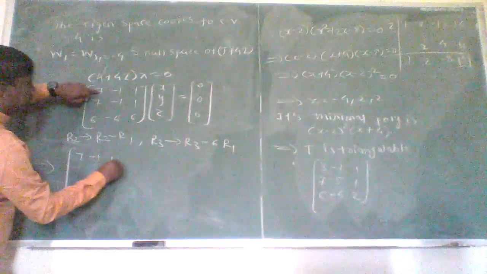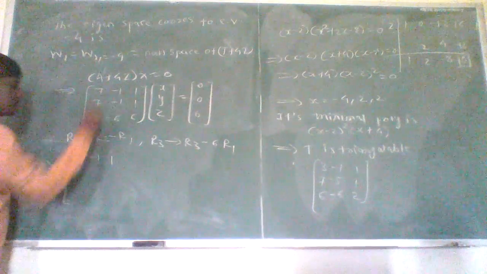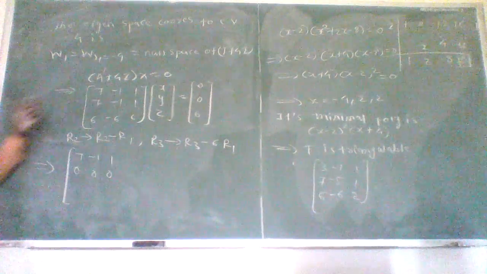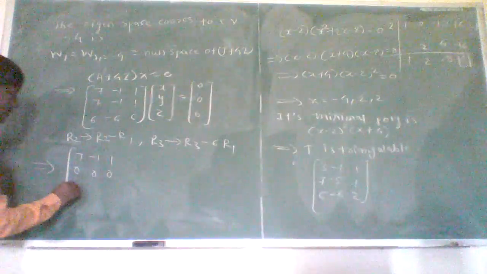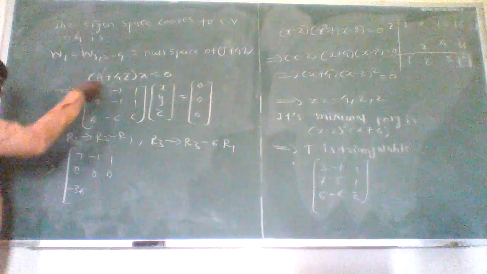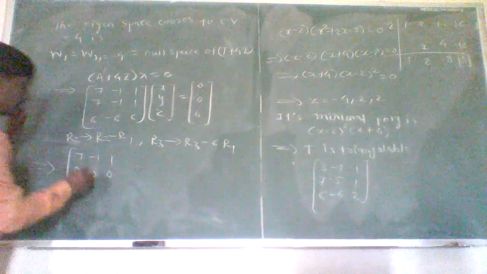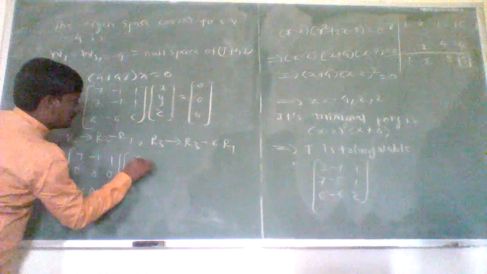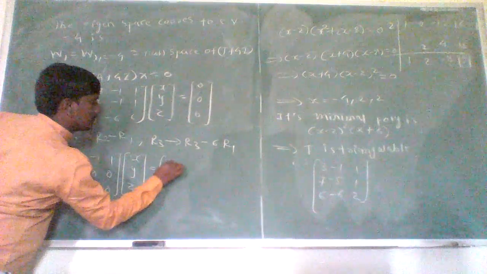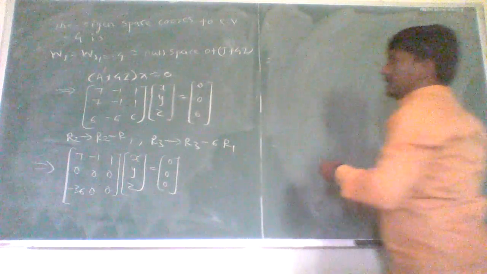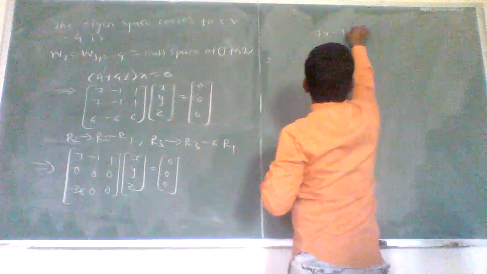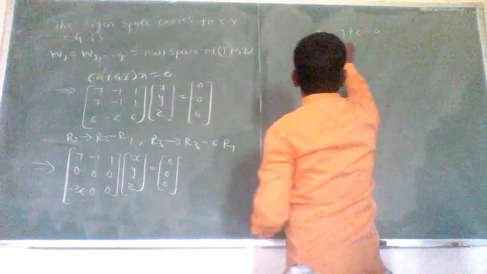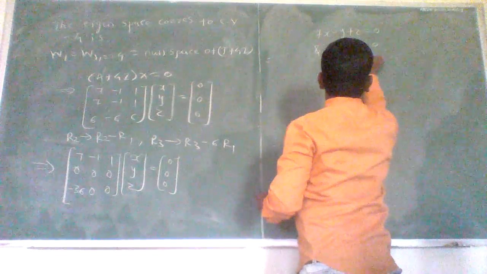Now the first row is as it is. Now 7 minus 7 is 0, minus 1 plus 1 is 0, 1 minus 1 is 0, 6 minus 7 into 6 is 42, 6 minus 42 is minus 36, minus 6 minus of minus 6, which is minus 6 plus 6, which is 0, 6 minus 6, 0, into xyz equal to 0 0 0, which is nothing but 7x minus y plus z equal to 0, and minus 36x is equal to 0, which implies x must be equal to 0.